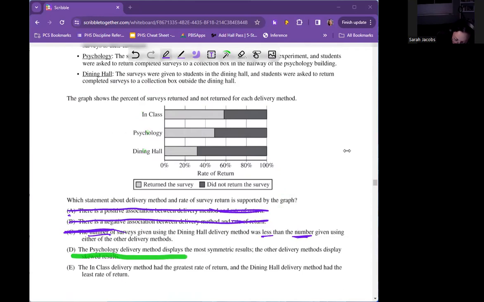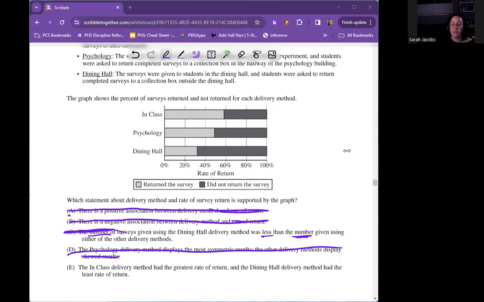The psychology delivery method displays the most symmetric results. The other delivery methods display skewed results. Skewed and symmetric are for single quantitative variables, right? Like we're looking at means or we're looking at multiple proportions. This is binary. They returned it or they didn't. So it's not going to be this one. So we've crossed everything else out. It's probably going to be E.